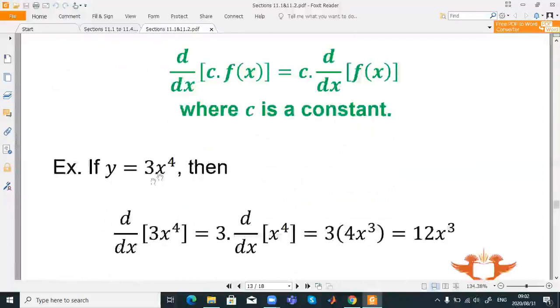If y is equal to 3x to the power 4, how do we differentiate? If you look at this part alone, it is also the power rule. You can apply the power rule here. So what we do, we remove this 3 and isolate the 3. Then we differentiate x to the power 4. Differentiating x to the power 4, you drop the 4. Then 4 minus 1 becomes 3. So we end up with 3 times 4, which is 12x to the power 3.